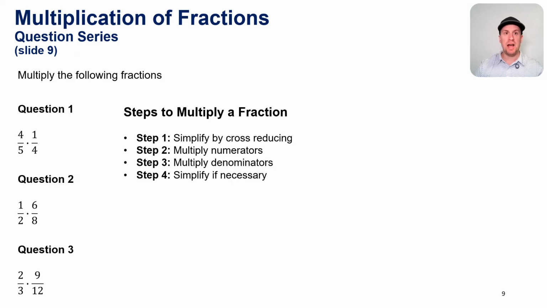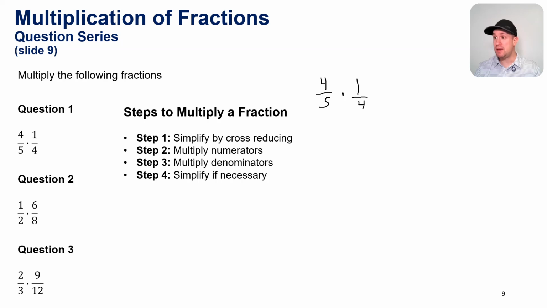Now let's multiply the following fractions. So starting with question number 1 here, we have 4/5 times 1 over 4. So rewriting this, 4/5 times 1 over 4. Let's now utilize the following steps here. So step 1, we will simplify by cross-reducing.